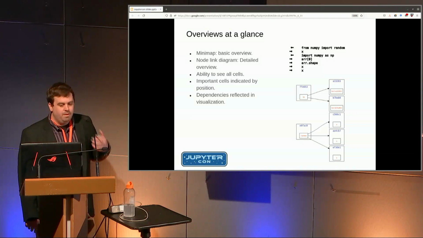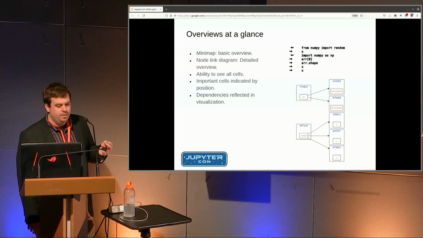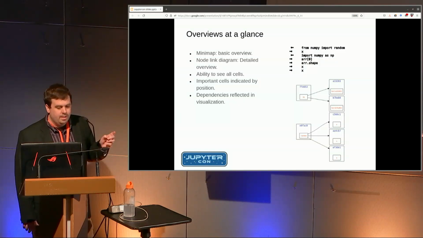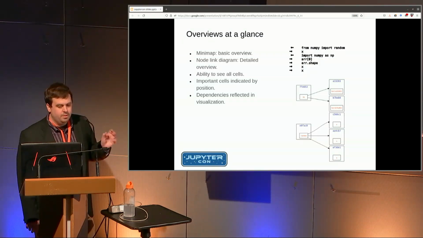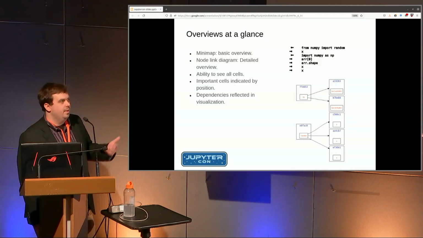If I was given the following diagram on the right, I could tell there are two different groupings in the notebook. One that depends heavily on NumPy, and the other that relies heavily on the random library. I don't get that information as easily in the minimap. I actually have to start digging.